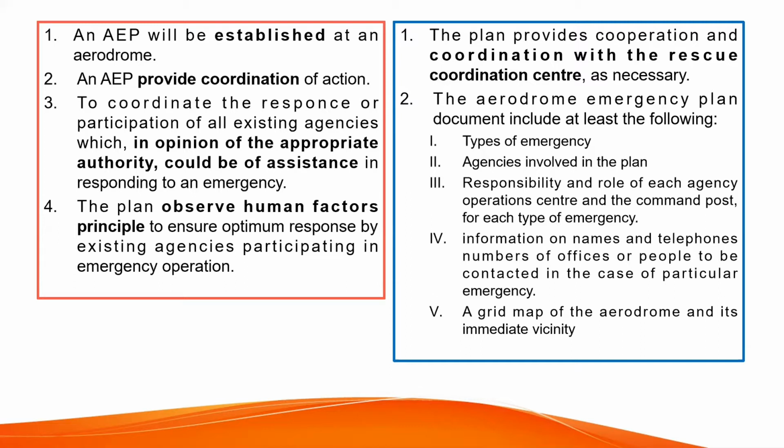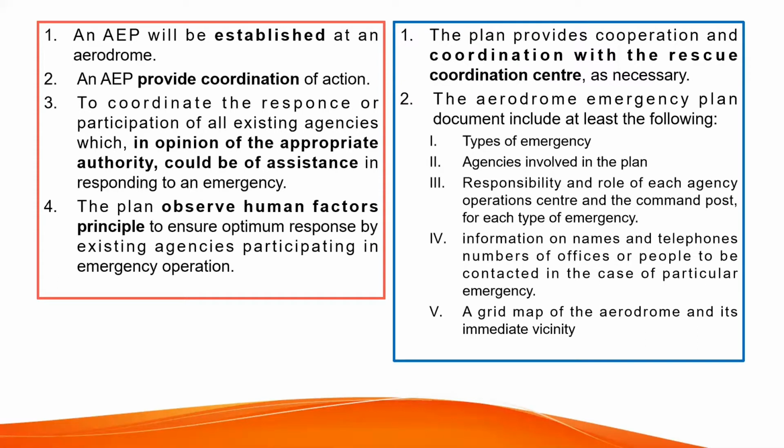And number 2, so this is a list of what should at least be included in the AEP. The first is type of emergencies, and as I said, the emergencies are quite specific. So it could range from aircraft accident, full emergency, bomb threats, and hijacks. Then agencies involved in the plan, again, like PDRM, the Ministry of Health. Responsibility: each role of the agencies, and the operation center and command post for each type of emergency.